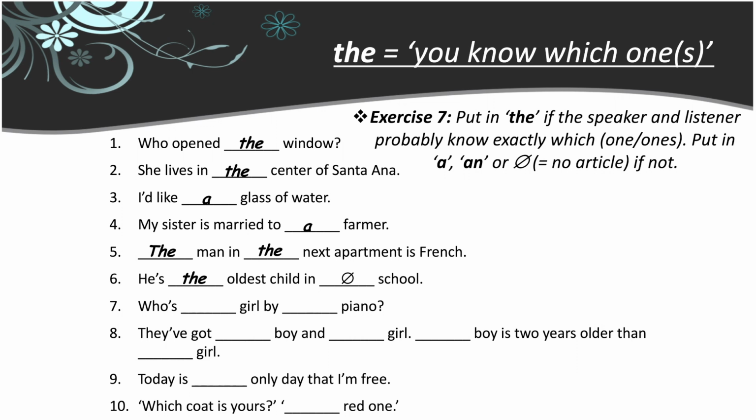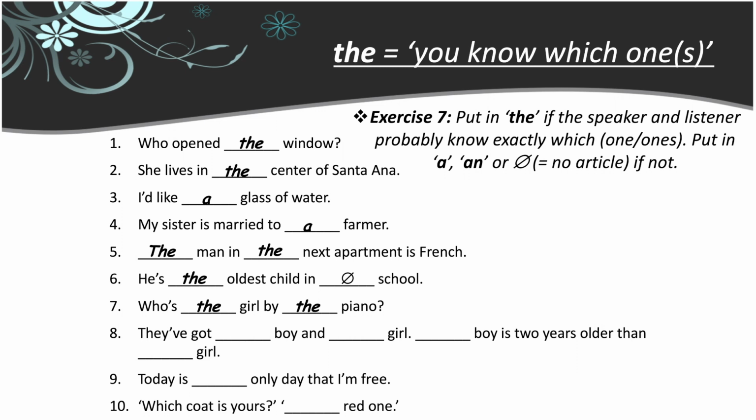The next one, who's the girl by the piano? In this situation, obviously, we're someplace where there's a piano and a girl. Maybe we're at a party and I see a girl I don't know. So I ask the host, who is the girl by the piano? There's clearly only one piano that has a girl next to it. One piano and one girl.